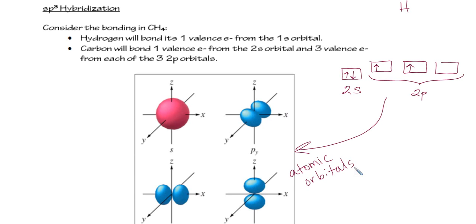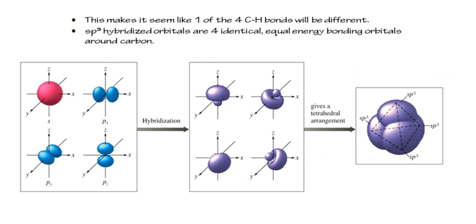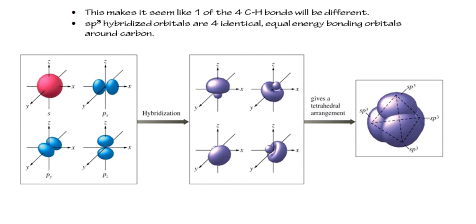We need some kind of special bonding orbitals to explain the fact that all 4 of those bonds are exactly the same. That's where hybrid orbitals come into play. This is wild. It's great. You're going to love it. Okay, so we just said that these guys over here are atomic orbitals. Cute, right? We got the s and we got the p's. The s is low energy. The p's are higher energy orbitals.